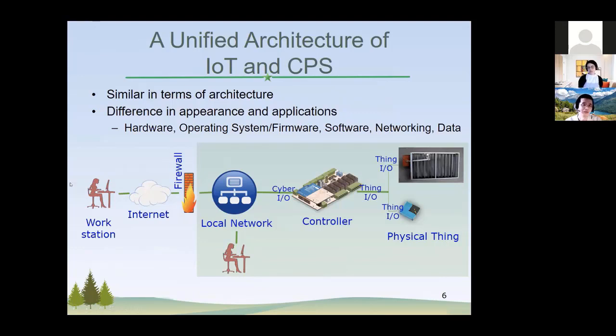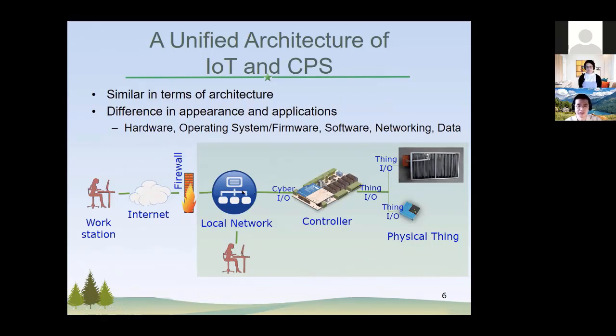Again, let's look at it from left to right. On the left, we have the cyber side, the internet, then the workstation, which can be used to remotely control anything, right? And then we have the internet, then normally before anything goes into our local area network, we have the firewall, which tries to block known attacks. Then here, I think is a major difference between CPS and IoT, if we really differentiate them.